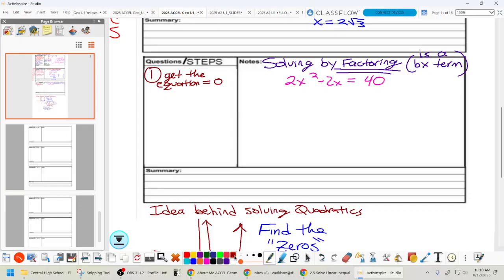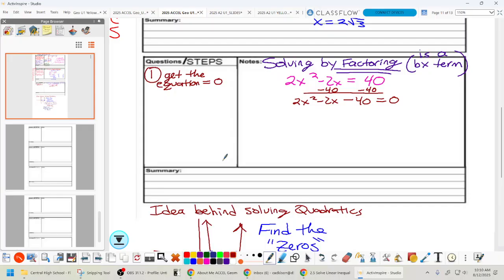What do you do to do that in this case? Substitute x for 0. No, we just want this whole thing to be equal to 0, so we just subtract 40 from both sides. Okay? So this becomes 2x squared minus 2x minus 40 equals 0. Okay?